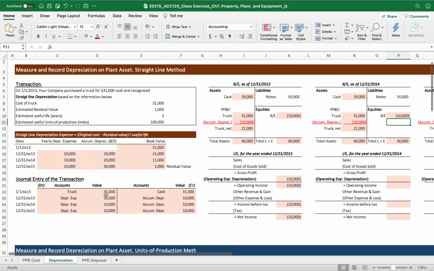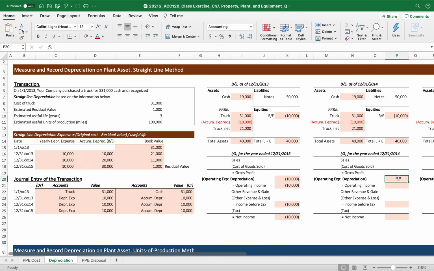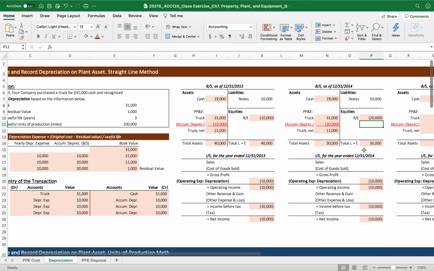Okay. And then let's put in the journal entry of the second year depreciation expense. The second year, then the accumulated depreciation is increased by $10,000, a contra account. So the net book value of the truck is reduced to $11,000. And then the same amount should now be added into the retained earnings, $10,000. So we matched out.